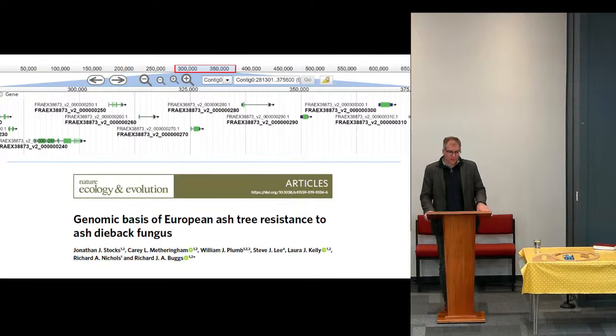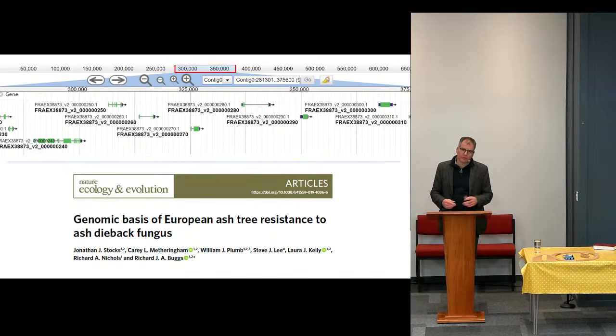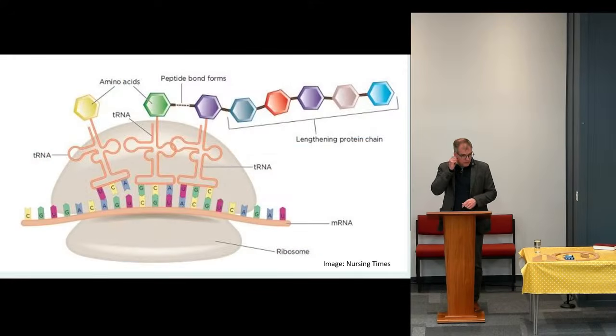There are parts of the genome that encode proteins. They're the thing that we normally call genes, and the rest of the genome we call intergenic. And so what we're trying to do is find the places in the genome that encode resistance to the ash dieback fungus.